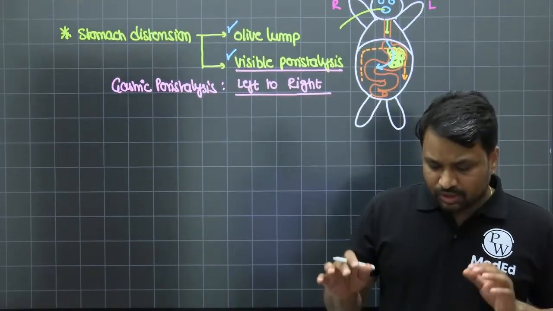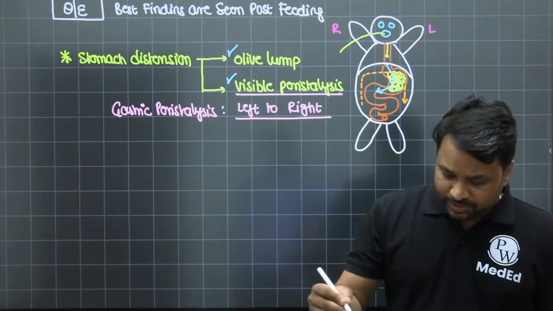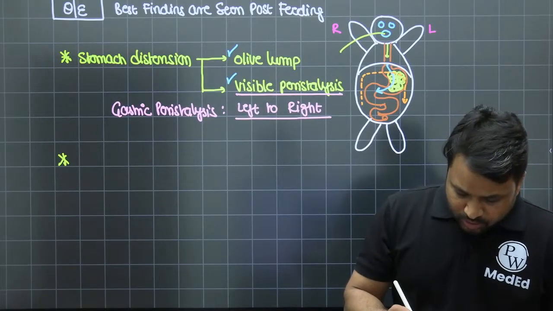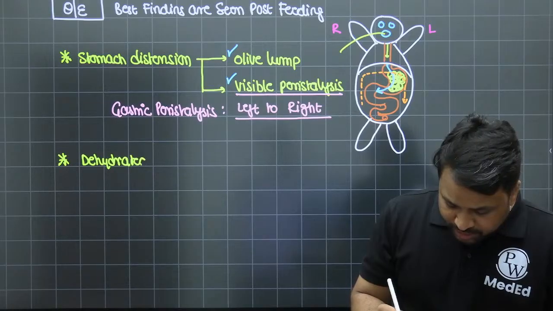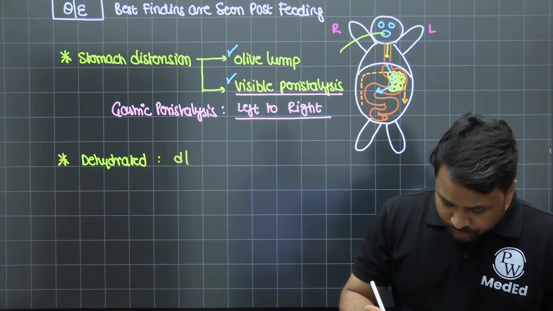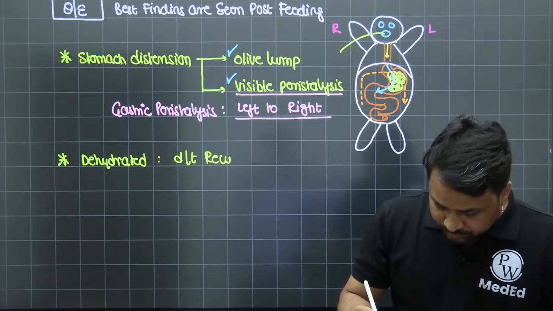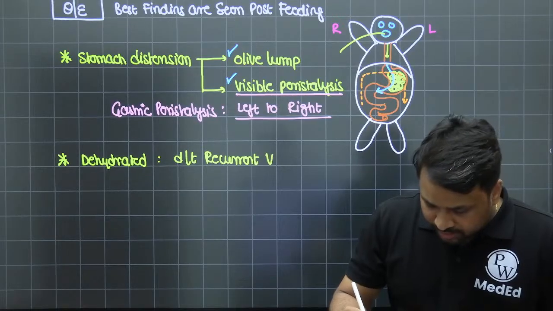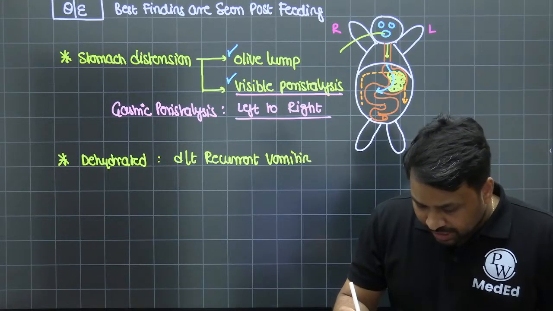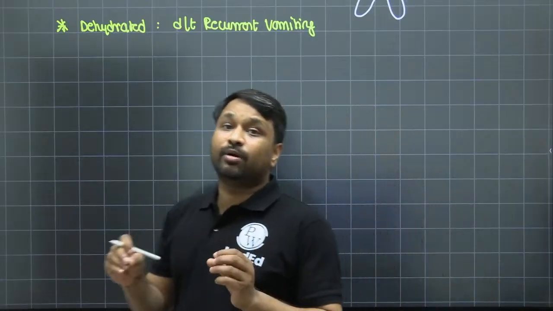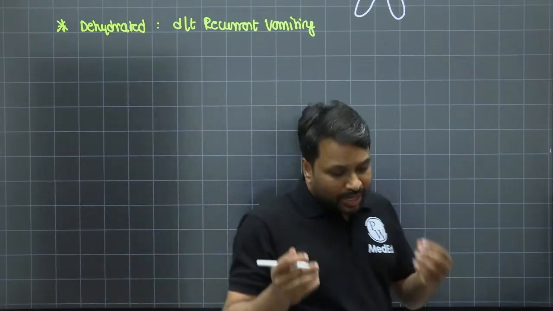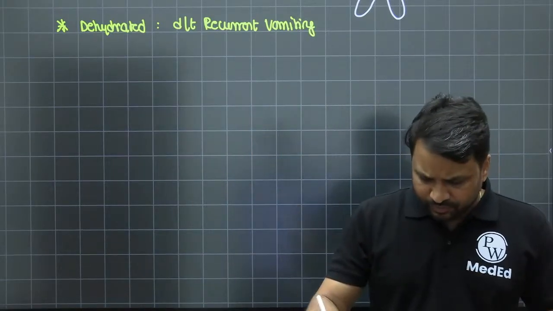Once you have seen this, obviously because of repeated episodes of vomiting, the patient is also going to look dehydrated. This dehydration is due to recurrent vomiting. Now, as I know there's recurrent vomiting, the baby is going to get dehydrated. So I know there is some amount of electrolyte imbalance, so I would basically send for serum electrolytes.